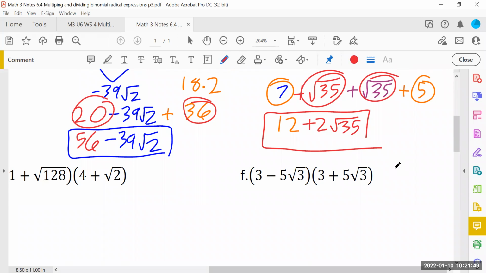Now, some common mistakes. Can I add the 12 and the 2? No. One's a square root of 35, the other's not. Don't put those together. The 35 doesn't simplify because it's just 5 and 7, no pairs.